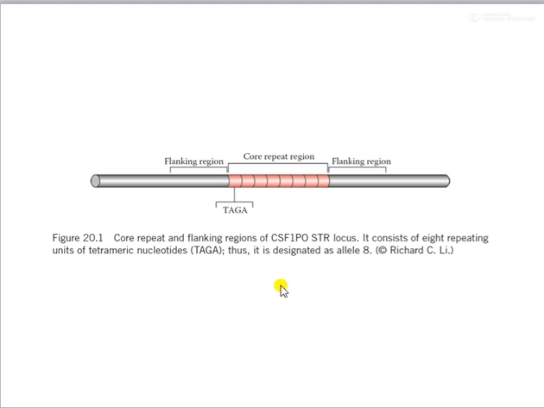Now, I'm just depicting once more what an allele is. If this is a sequence which has been repeated, TAGA is an STR, and look, TAGA has been repeated here 8 times.